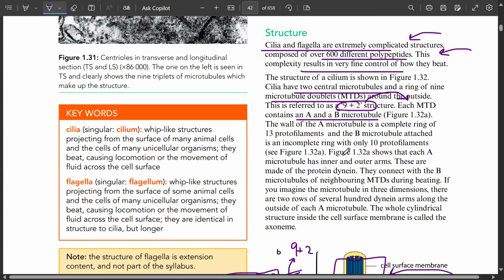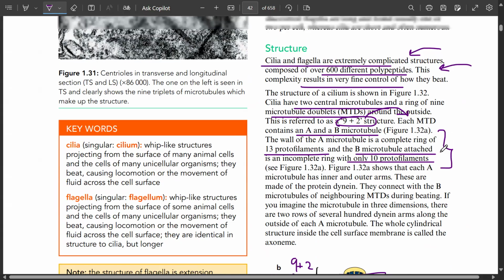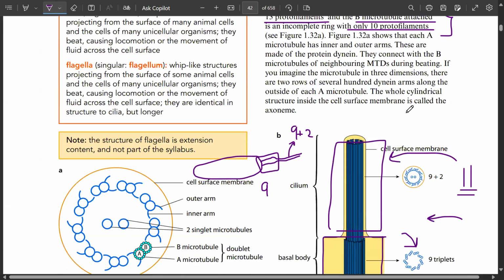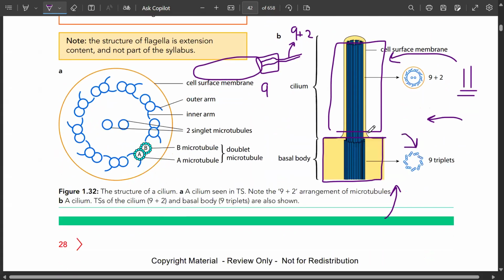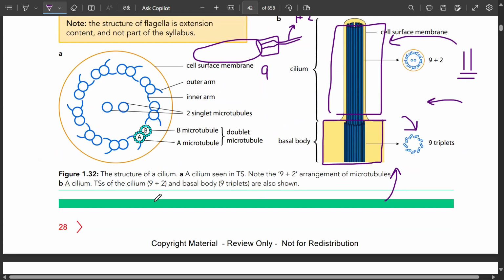The wall of the A microtubule is a complete ring of 13 protofilaments, while the B microtubule is attached in an incomplete ring with only 10 protofilaments. Okay, you don't have to memorize all of these numbers. You just have to have an idea of how they actually look. The important questions we'll see at the end of the chapter, what do they ask? So figure 1.32 shows that each A microtubule has inner and outer arms. They are made up of the protein dynein, and they connect with the B microtubules of the neighboring microtubule doublets during beating. Now, how do they actually beat? Just understand what I'm going to explain, and that's all you have to do.